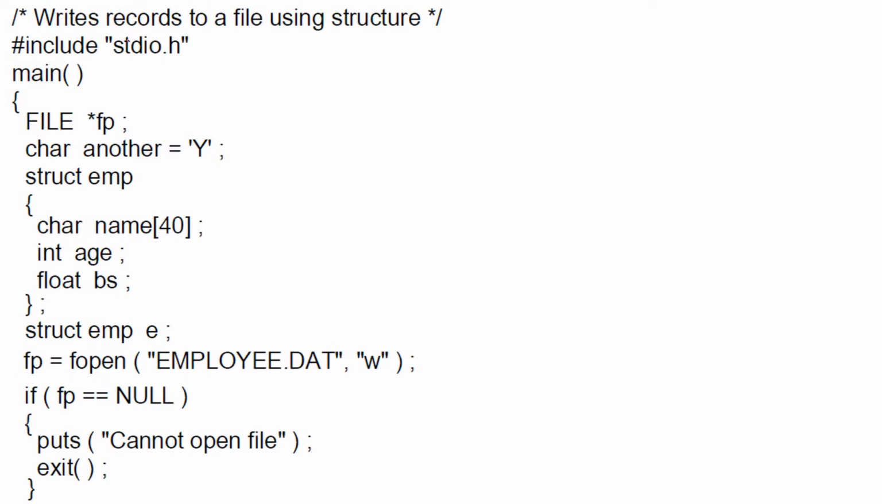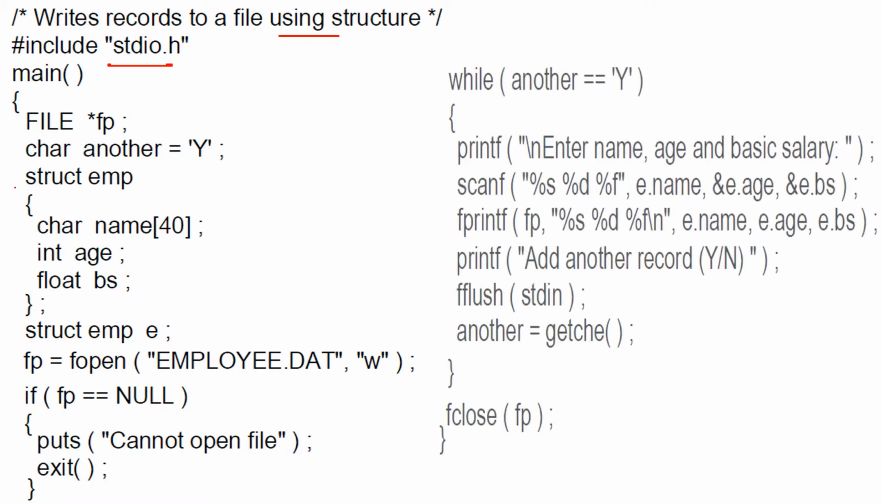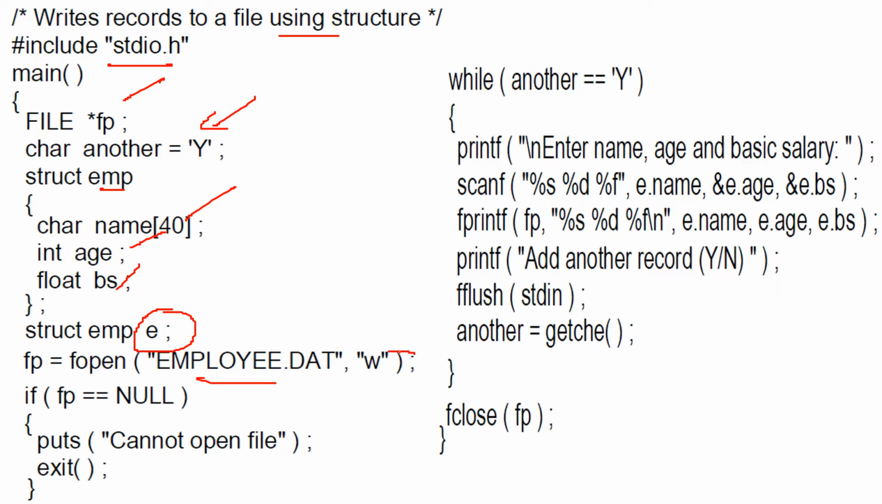We have this program which writes records to the file using a structure. We have stdio.h, and we have a file pointer. We are telling the user, you say yes till the time you want to enter the data, otherwise you say anything apart from y and you come out. We have declared a structure which is emp. We have a name, age and basic salary, and a structure variable. Now we have opened a file in write mode. If it doesn't open, we come out.